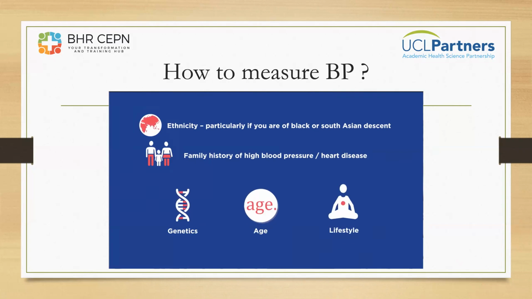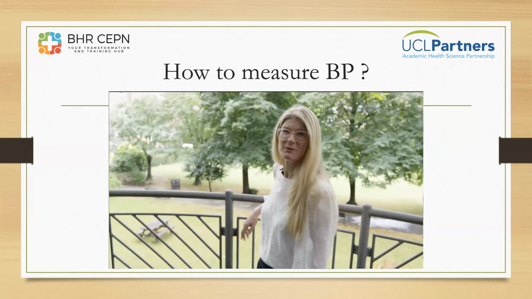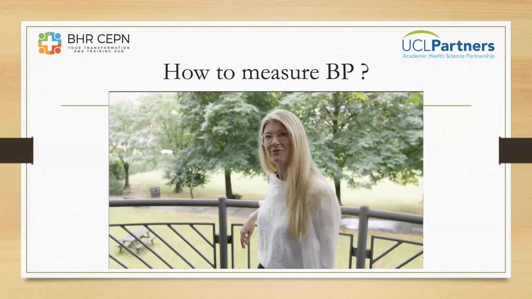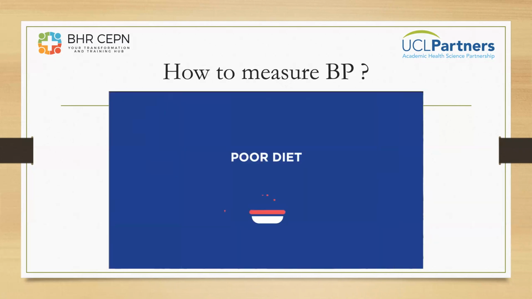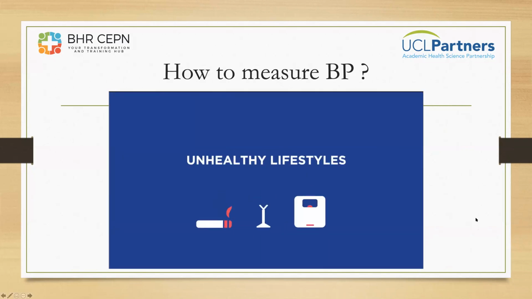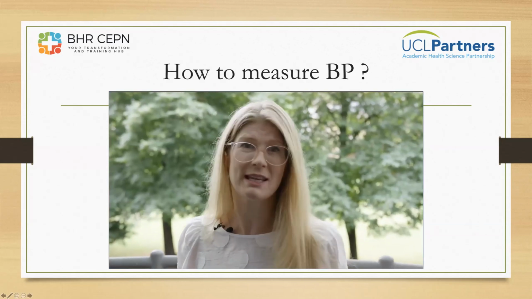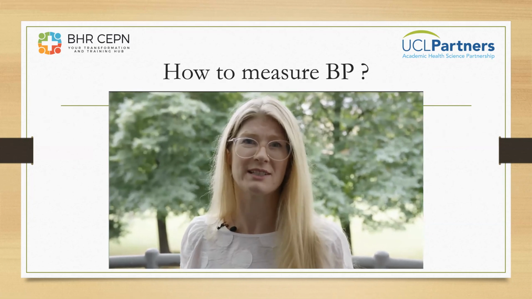But the most important thing for most people is lifestyle. What you do and what you eat every day of your life adds up to what your blood pressure will be. Are you eating well? Are you eating lots of processed meals and sauces with salt in them? Are you trying to take some daily exercise? Do you smoke? And are you trying to keep a healthy weight for your size? All these things can have an impact on what your blood pressure is.